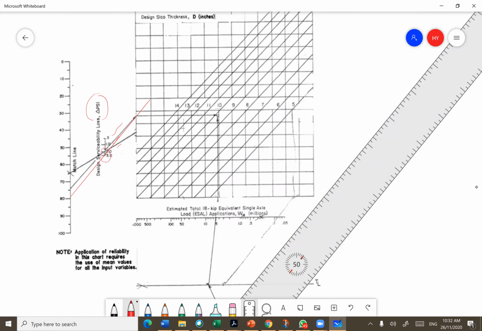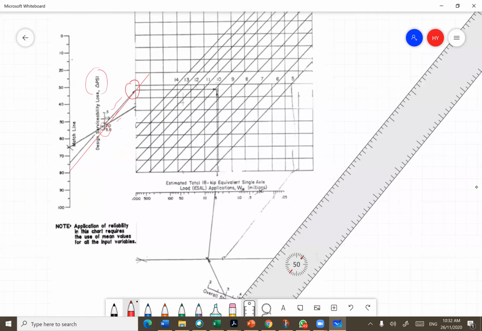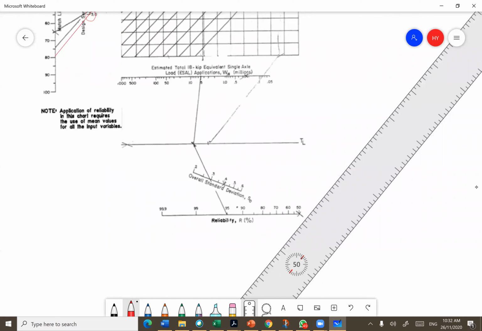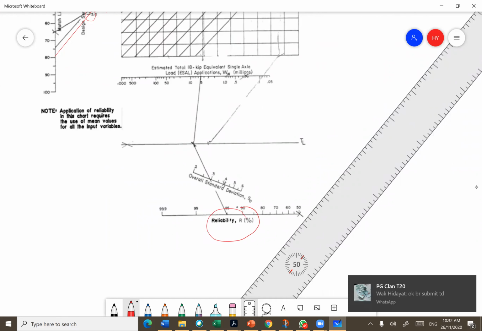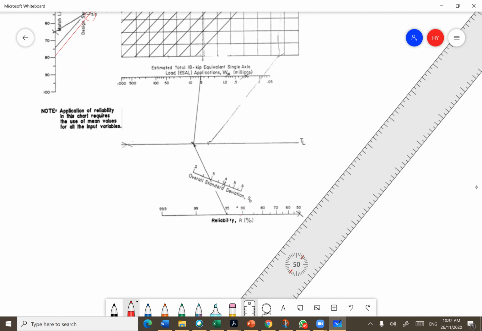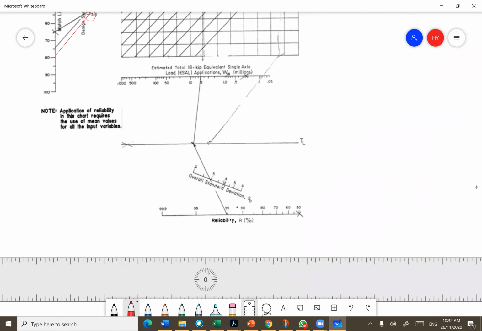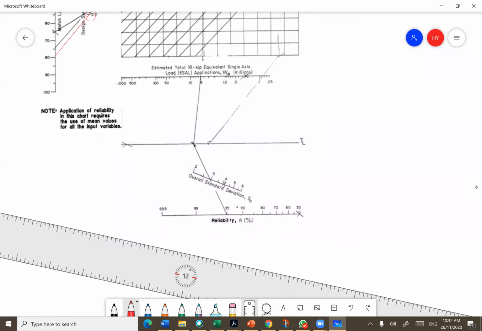Okay. So where do you stop? Okay, just stop at this point, and then we go down. From here we know the reliability. So what's the reliability? Is 90%, right? The reliability for this design is 90%. So we start from 90. We go to the standard deviation, which is 0.35, right? So 0.2, 0.3, 0.4, 0.5, 0.6, so 0.35 is somewhere here, alright?